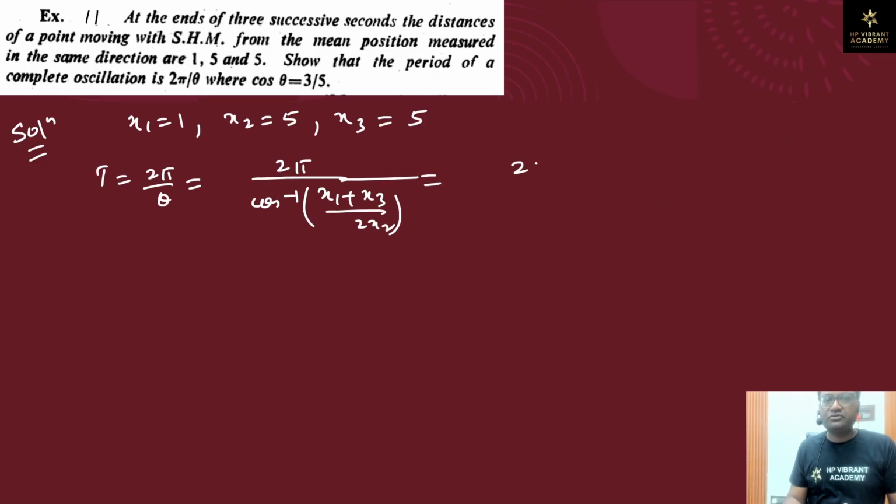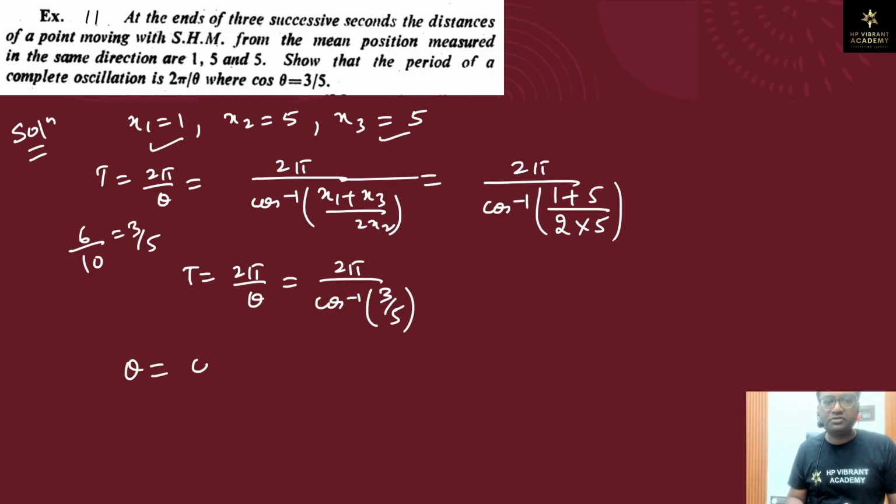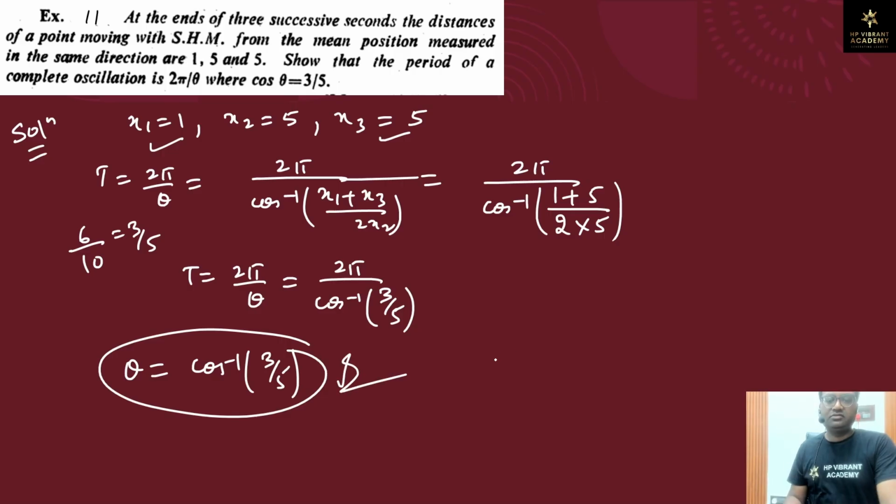This is equal to 2 pi upon cos inverse of x1 plus x3, which is 1 plus 5, upon 2 times x2. So this is equal to 6 upon 10, which is 3 upon 5. So T is equal to 2 pi upon theta, equal to 2 pi upon cos inverse of 3 upon 5. On comparing, we have theta is equal to cos inverse of 3 upon 5. This is the answer.